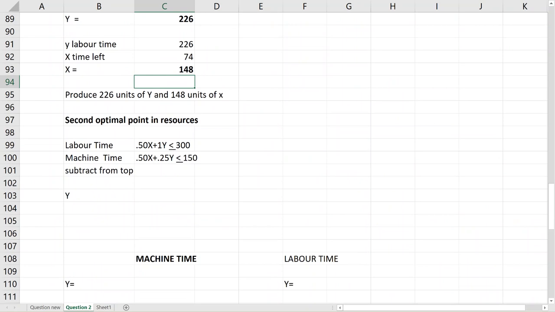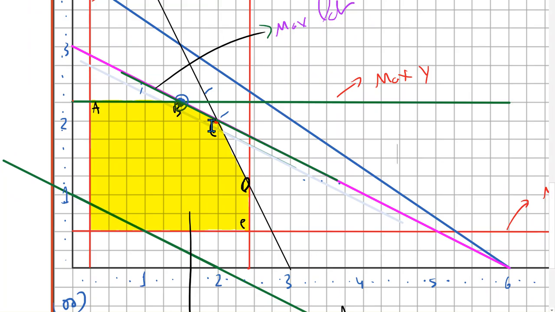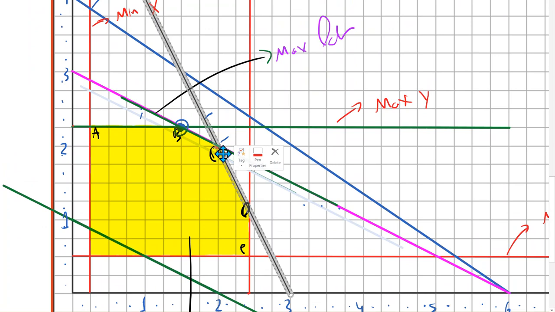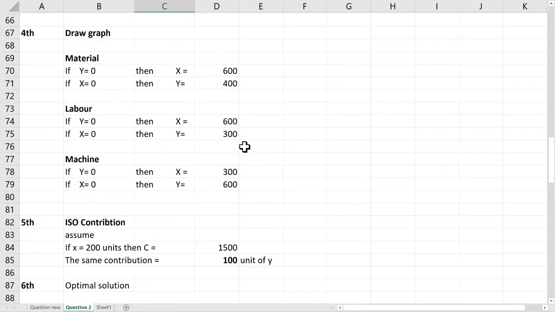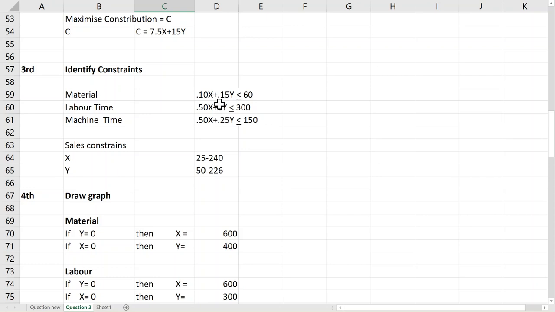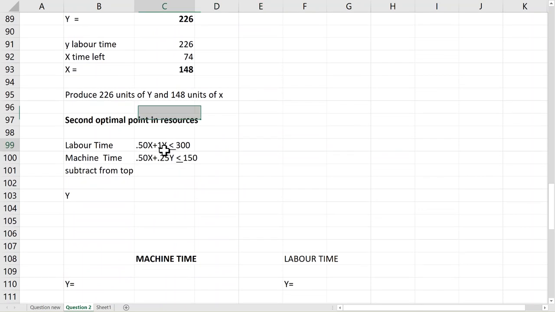The second optimal point doesn't have maximum units. It is this line, which is machine time and then labor. So it is a cross between machine time and labor time. So what we do is we take the equation of machine time and labor here. I've copy pasted here. So what we do is we subtract the lower equation from the top. If one thing is not equal, then you have to multiply to make it equal. So now we have 0.50x and 0.50x here, so it is okay. If it doesn't equal, then you have to multiply so that one thing becomes the same, so it becomes 0.